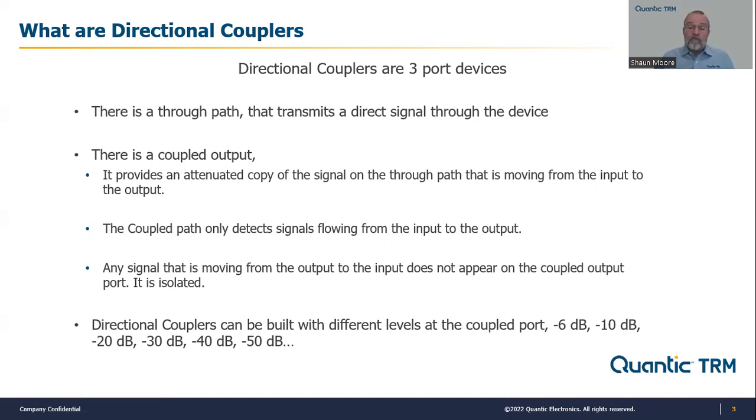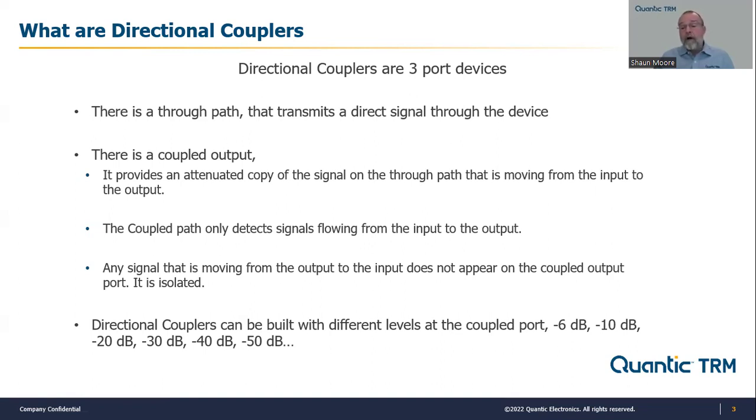There are certain performance parameters that we refer to how good that isolation is. The term you very often hear is directivity. Directivity is the reverse isolation minus the forward coupling value, and that difference is referred to as the directivity, or the quality of the coupler, or how good it is in identifying the direction of the energy going just in the forward direction as opposed to the reverse direction.